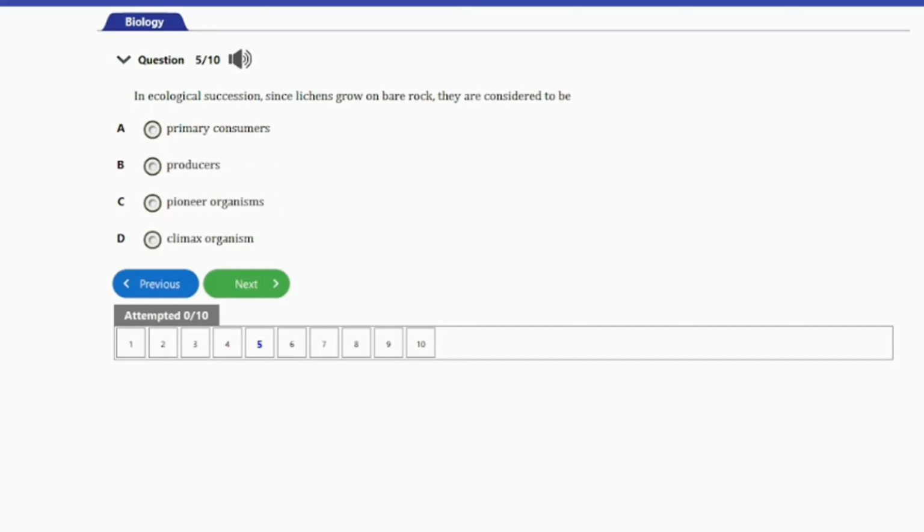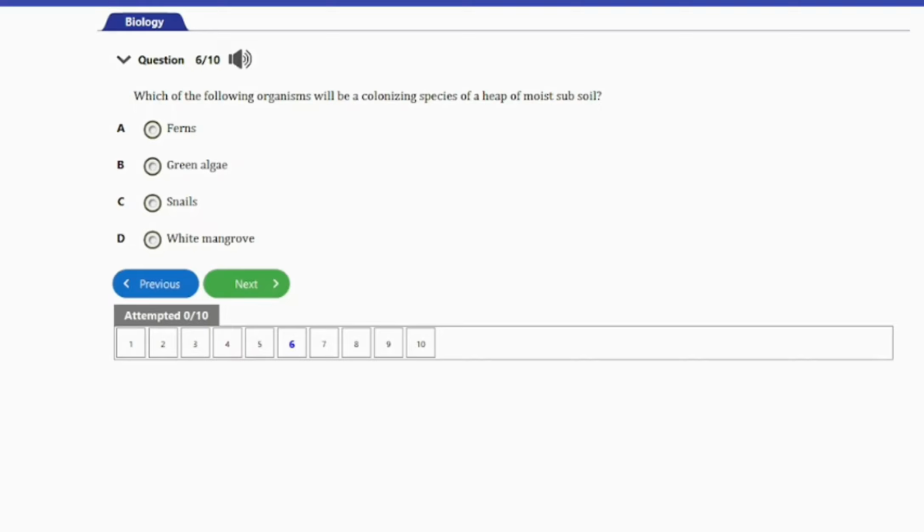That's question number 5 here. It says, in ecological succession, since lichens grow on bare rock, they are considered to be A. Primary consumers, B. Producers, C. Pioneer organisms, and D. Climax organisms. So guys, the answer to this question is option C here, and that's pioneer organisms. So let's go ahead and consider the next question, guys.